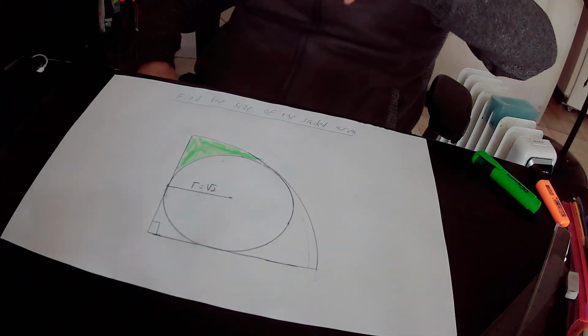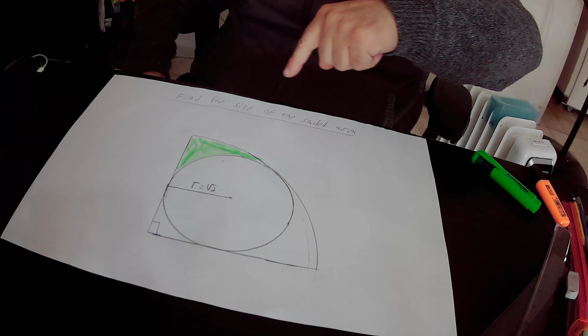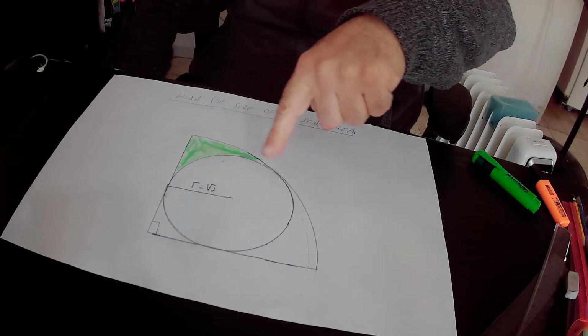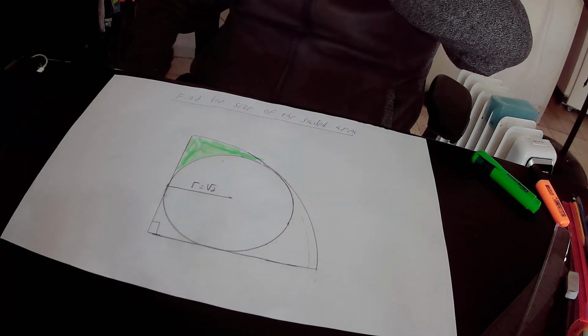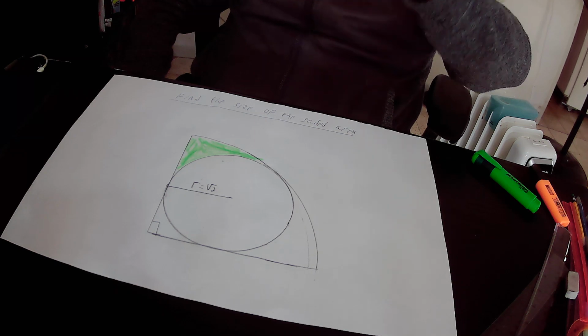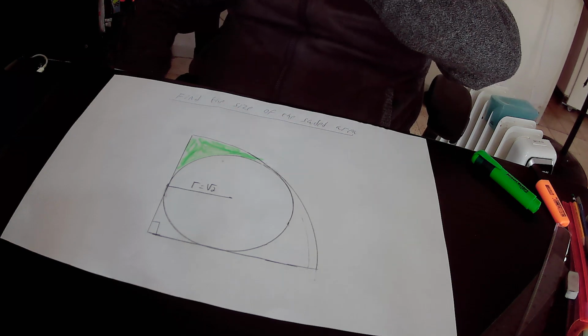Now in this lecture we find out the area of the green shape. In the drawing we have a circle inside a quarter circle. We know that the radius of this small circle is equal to the square root of 2 units in its length. Again, our mission is to find out the area of this green shape.